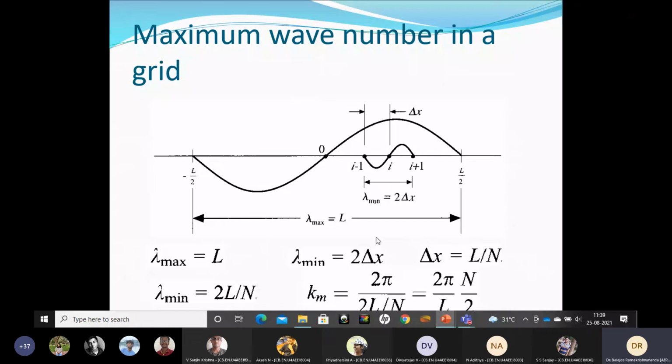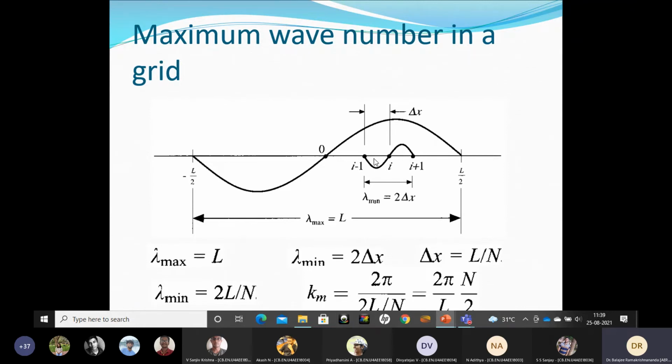Now the minimum lambda, which is going down like this, from i minus 1 to i plus 1. The minimum lambda you will have is 2 delta x, 2 times delta x.